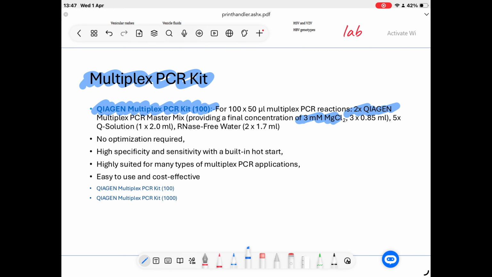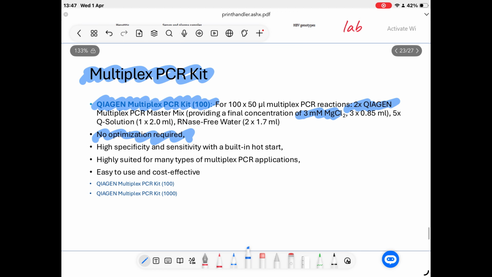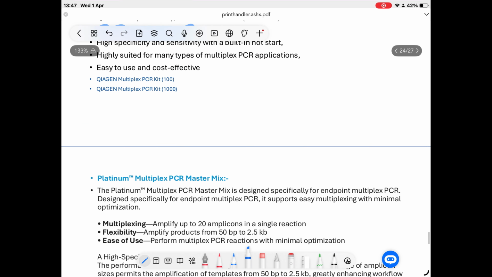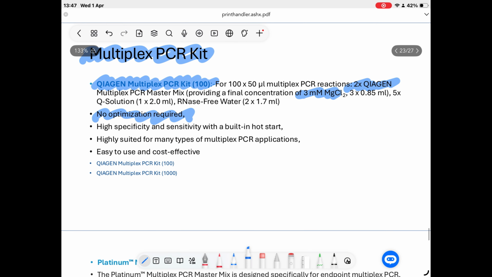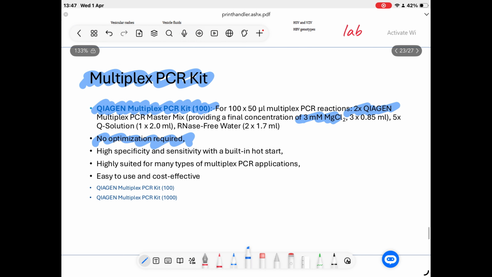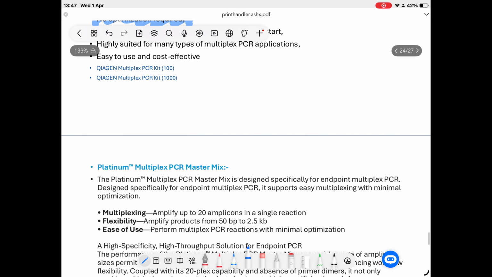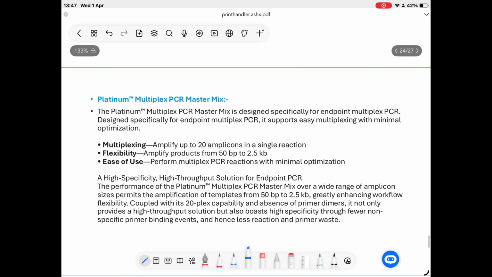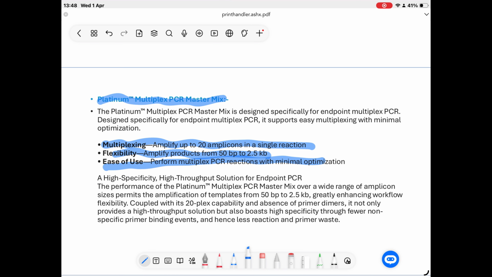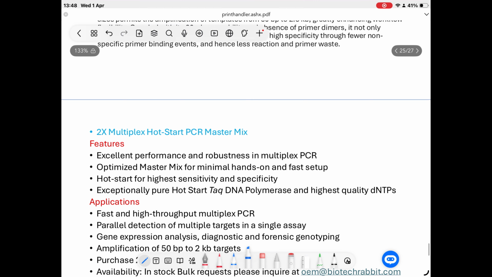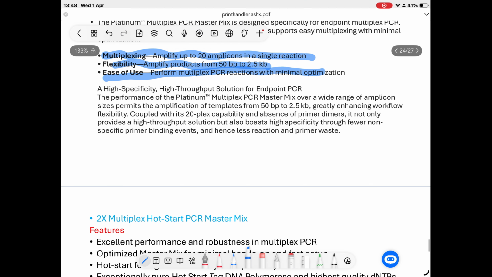Famous last words. Then it lists the Platinum Multiplex PCR Master Mix, designed specifically for endpoint PCR. It claims the capacity to amplify up to 20 amplicons in a single reaction, handling varying fragment sizes from 50 base pairs up to 2.5 kilobases, while maintaining high specificity and an absence of primer dimers. Finally, the 2x Multiplex Hot Start PCR Master Mix from Biotech24, promising exceptionally pure Taq and fast setup.